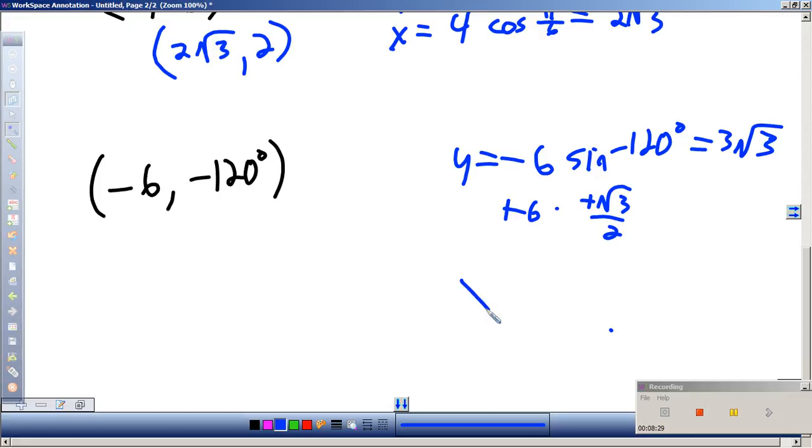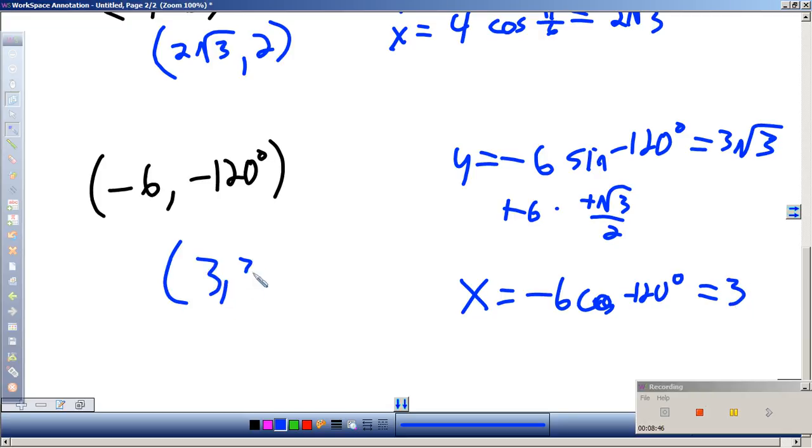Are we going to get a positive x? Doing the same thing. So what's the cosine of -120 degrees? -1/2 times the -6 is 3. So we get the point 3 comma 3 square root 3. Did it work? Both positive points, which we expected because of where it's located. So checking this beforehand will help you say what your answer should be.